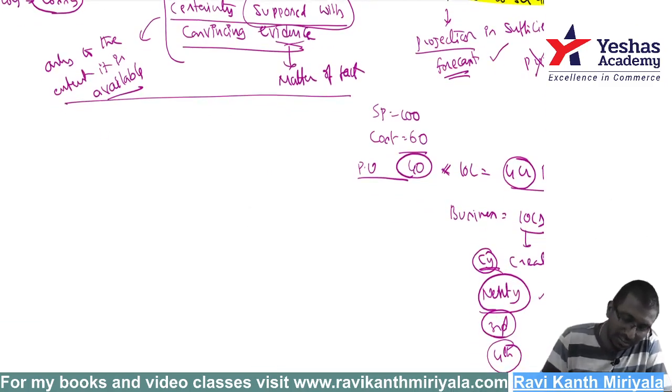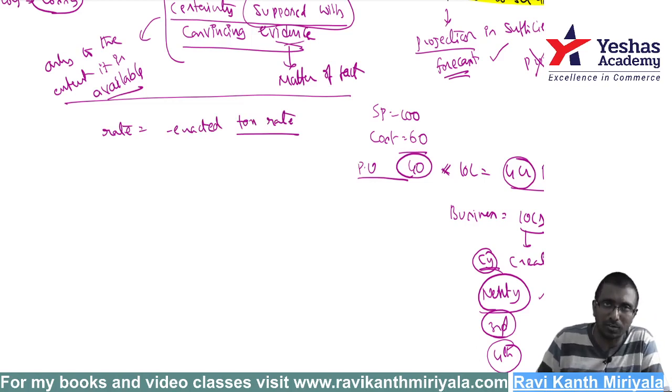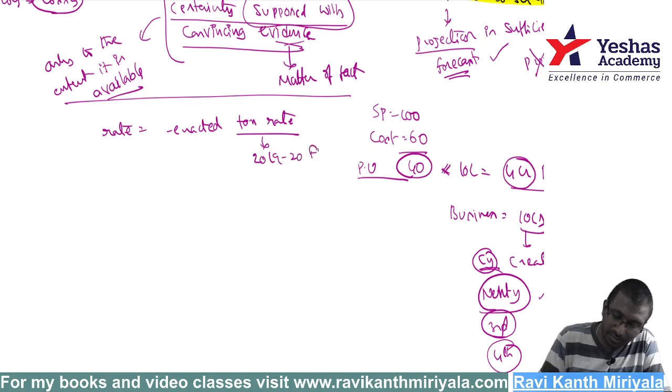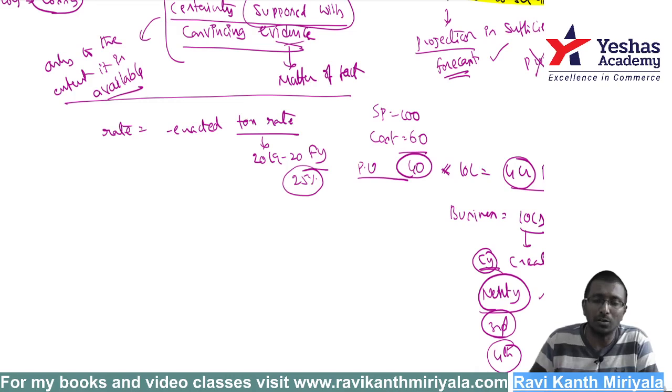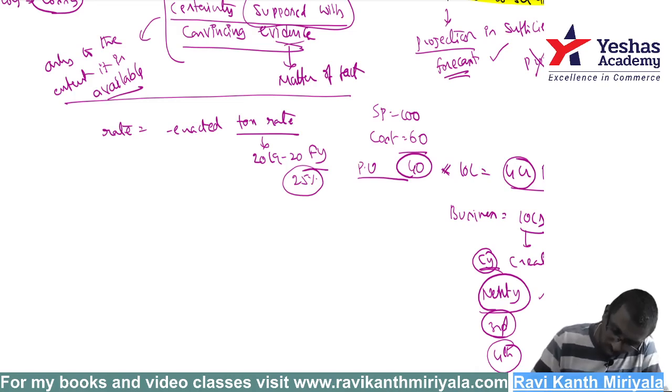Next, sir, which rate should I take? I told you: the enacted tax rate. Enacted means the tax rate that is governed by law. What is the tax rate applicable for the current year? See, for the 2019-20 financial year, for my company, 25% is applicable, plus some education cess and so on. Then you take 25%.